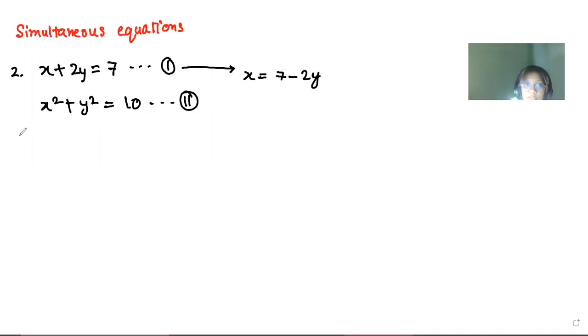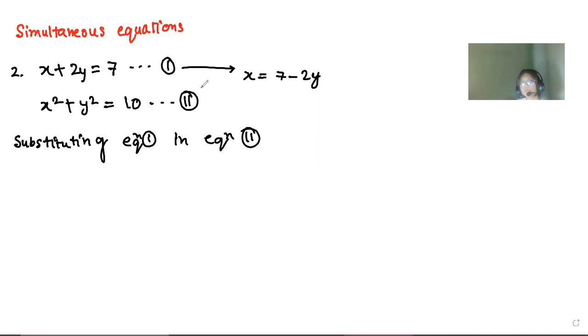What we are going to do is we will substitute equation 1 in equation 2. So this is x squared plus y squared is equal to 10. Instead of x, we can write here (7 minus 2y) squared plus y squared is equal to 10, right? This is the same equation, right? So how are we going to break this one?